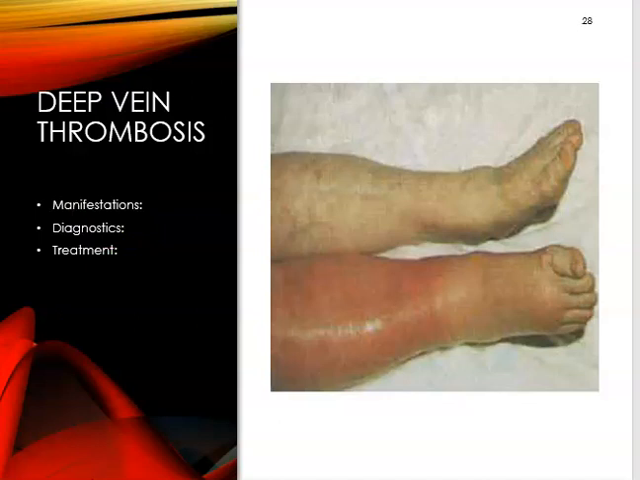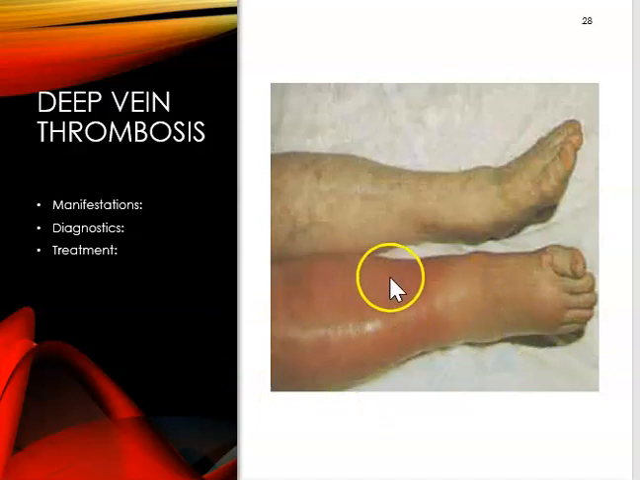DVTs are going to be linked to immobility, damage to the vein, and possibly hypercoagulopathy. So it just depends on your patient's specific situation. So what are the manifestations for these? We're going to have some swelling. We can see that this leg is quite swollen. Pain, tenderness, redness in this case, and warmth.